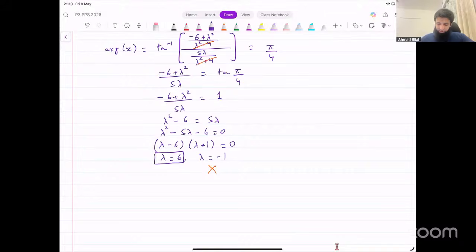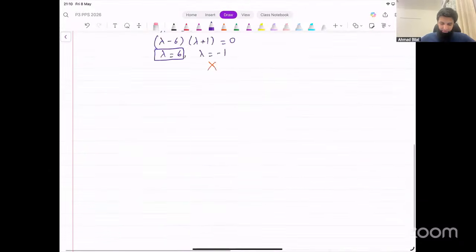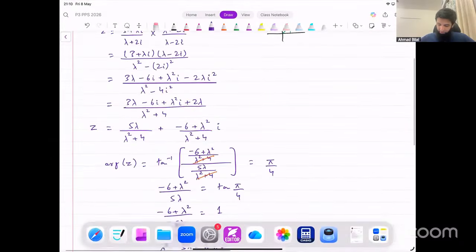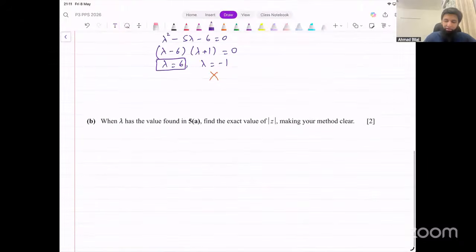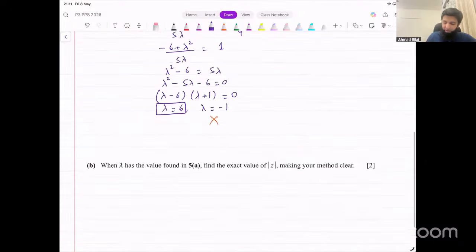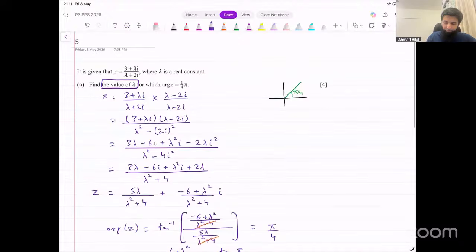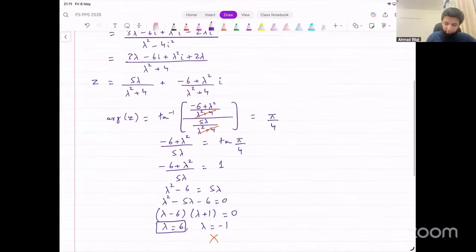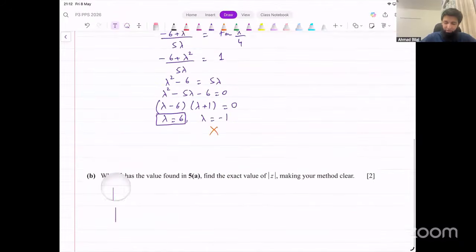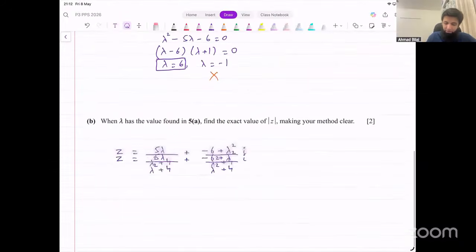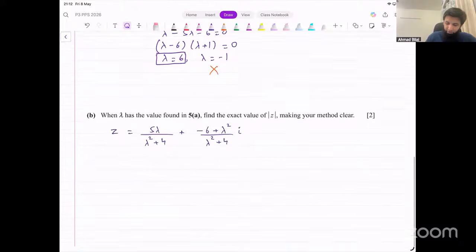Achha, the second part of this, that is missing from here. Let me copy that. When lambda has the value found in part 5a, find the exact value of modulus of z, making our method clear. Now, once we have this value for lambda, this was the z value that we were getting, right? After simplification, we could just use that, input lambda equal to 6 in this, and then find modulus from this.